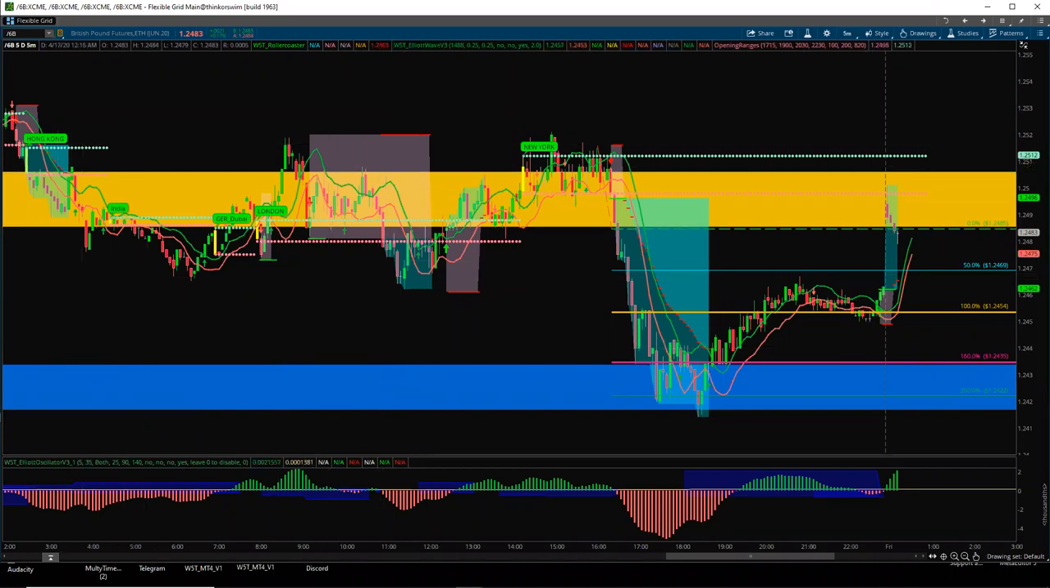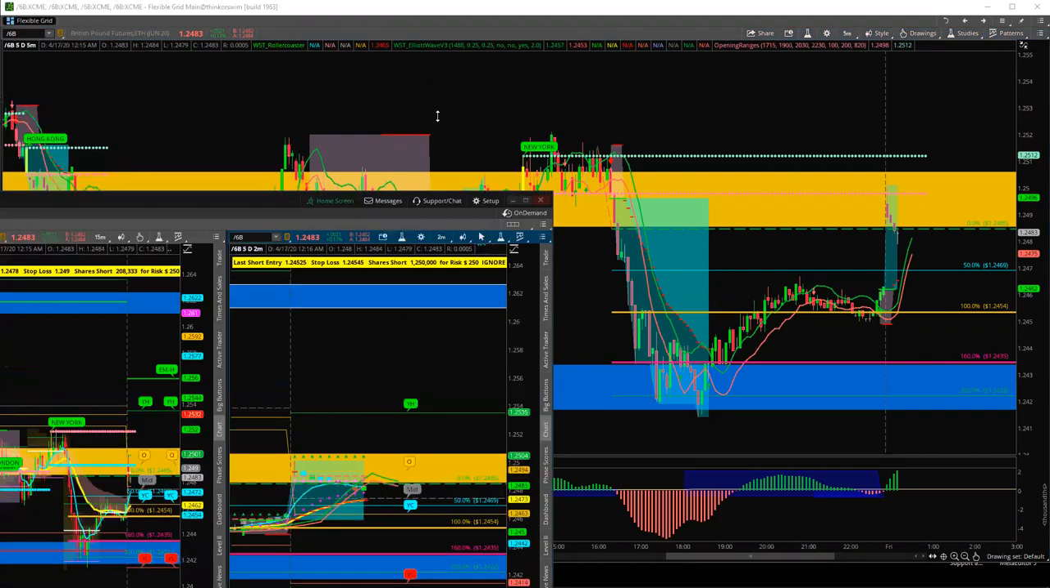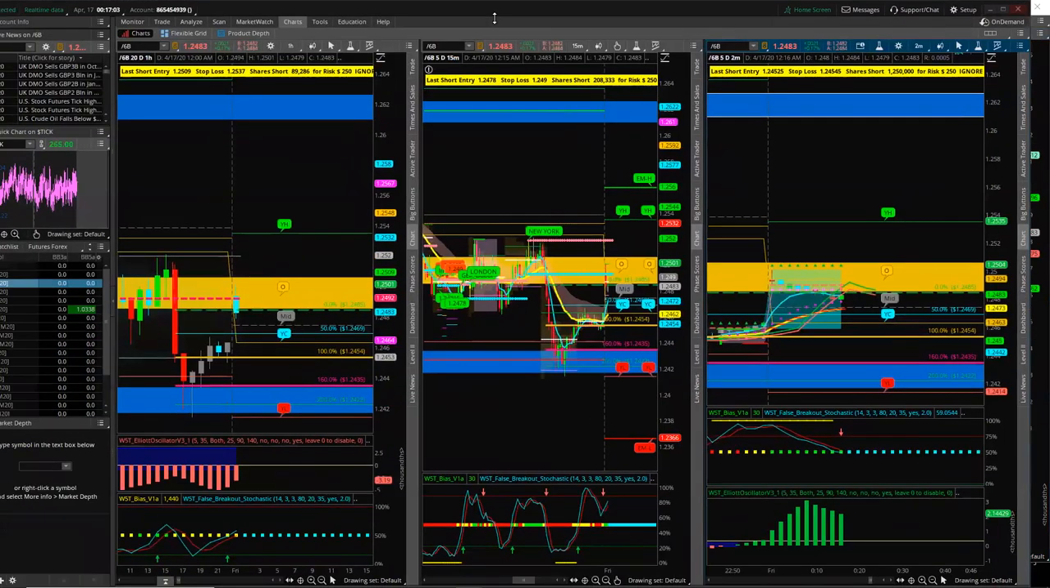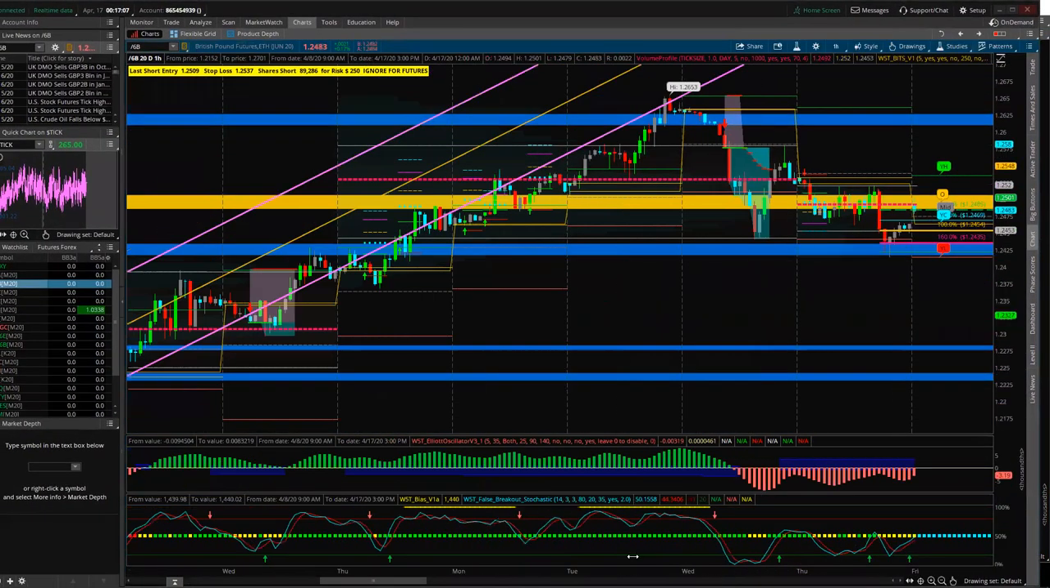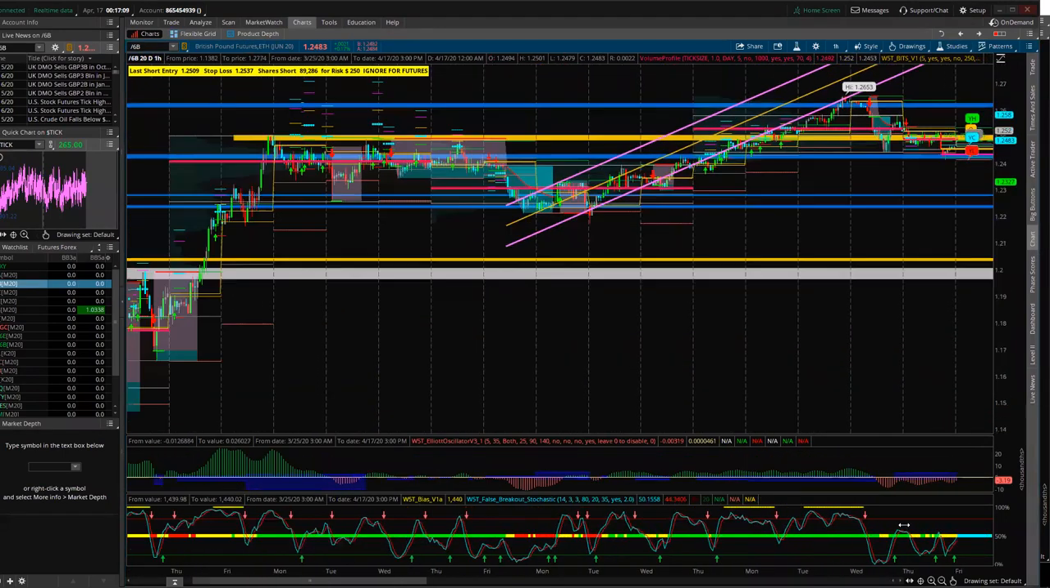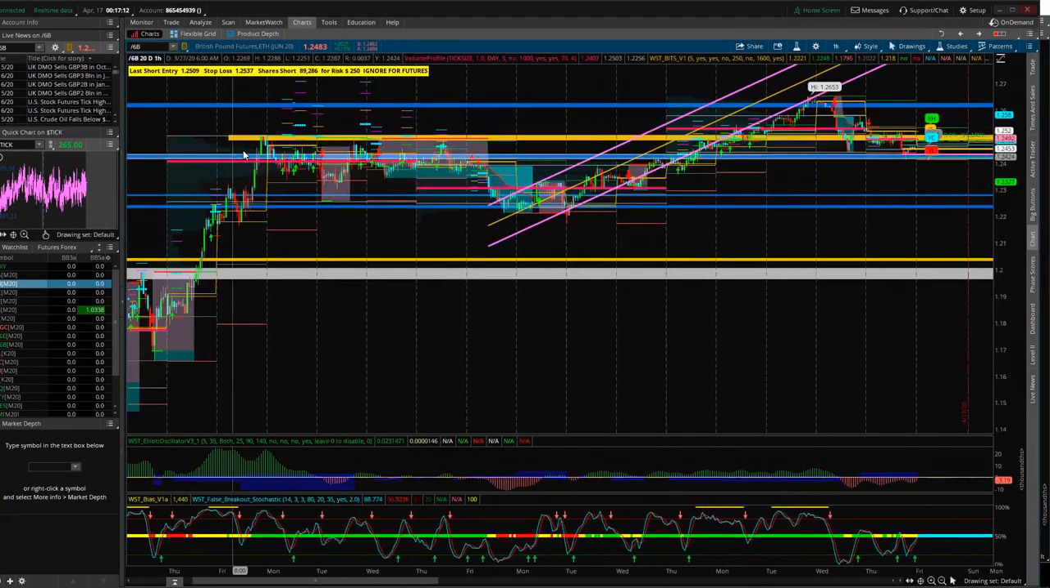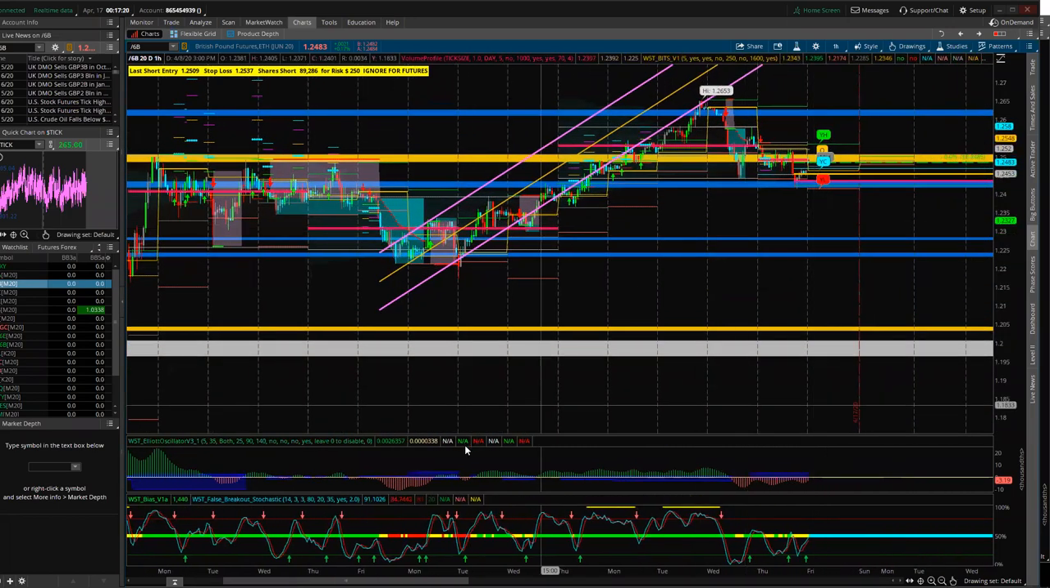If I bring the 60-minute chart over, which I work on to do these levels, and I zoom out, how sticky are these levels? These levels have been on, and I keep adding new ones in yellow. You can see here, the new ones were really sticky today.